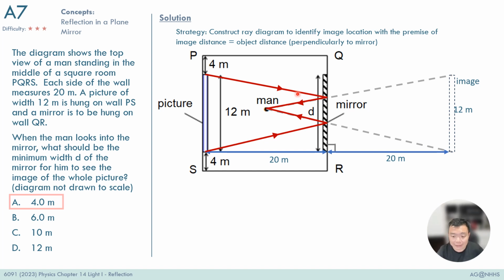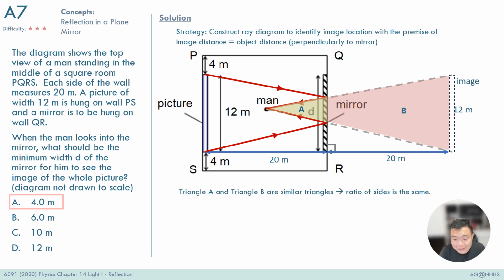And once I've done this, we will notice that there are two triangles that you can see. So this is triangle, I label it triangle B, the very big triangle, and there's also triangle A. So these two triangles are similar triangles, and the rule for similar triangles learned in math is that the ratio of the sides is always the same. So we'll just use that in a calculation.